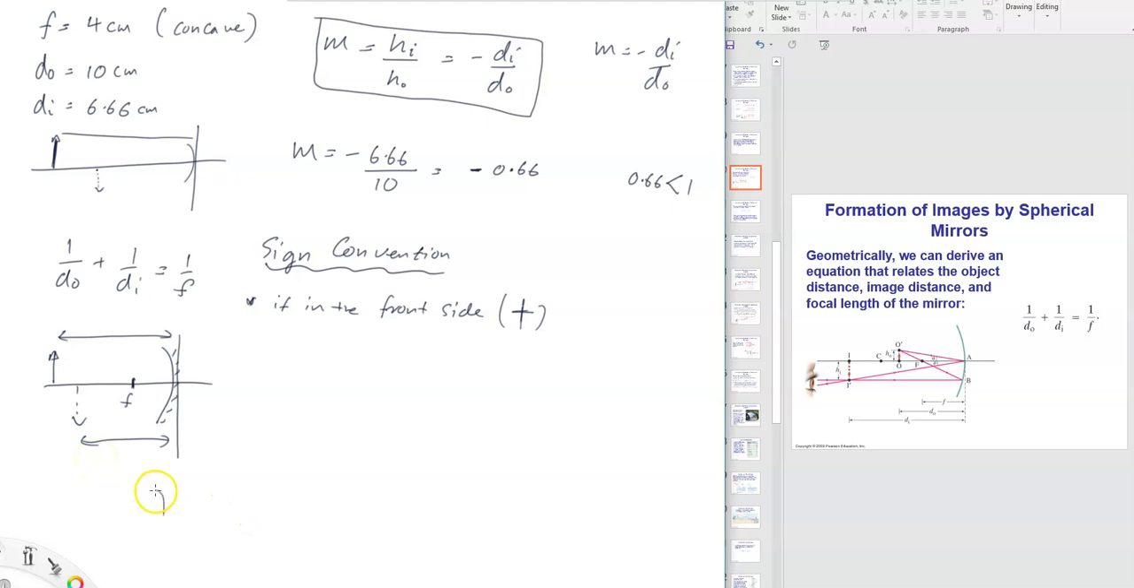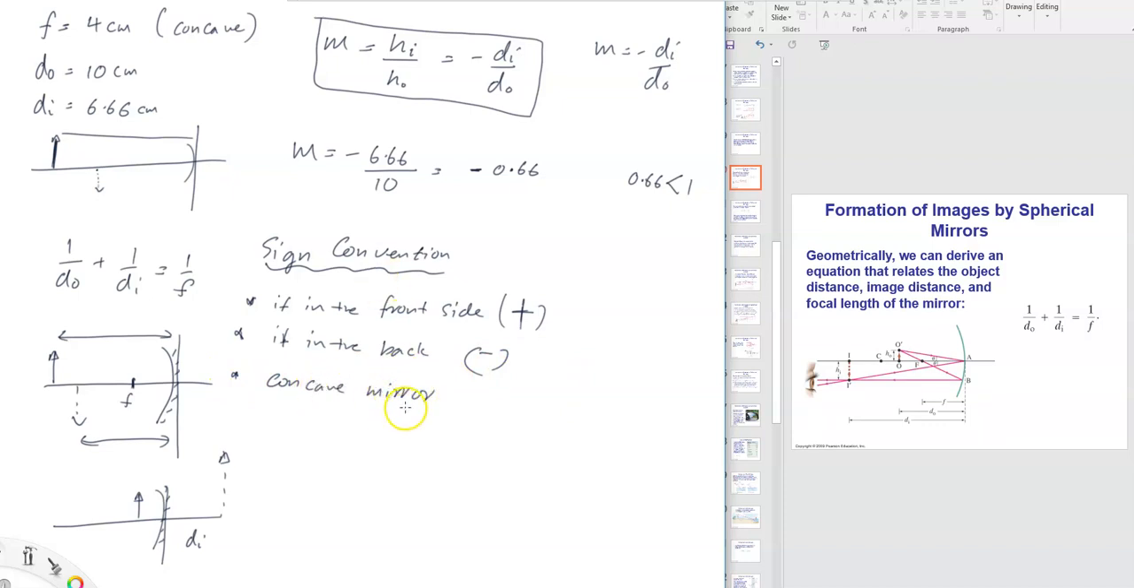Now imagine, again concave, you bring this object real close. Now you know that image is going to appear over here. This di is a negative number because it's in the back of the mirror. Anything that is measured behind the mirror is a negative number, right? So this image distance is negative. So that is one thing. If the measurement is in the front side, it's positive. If in the back side of the mirror, it's negative. Concave mirror.